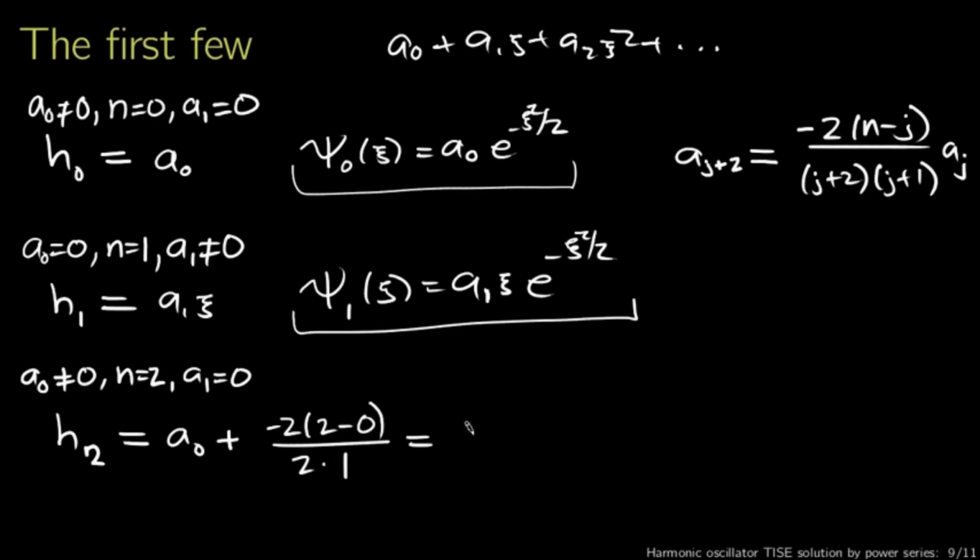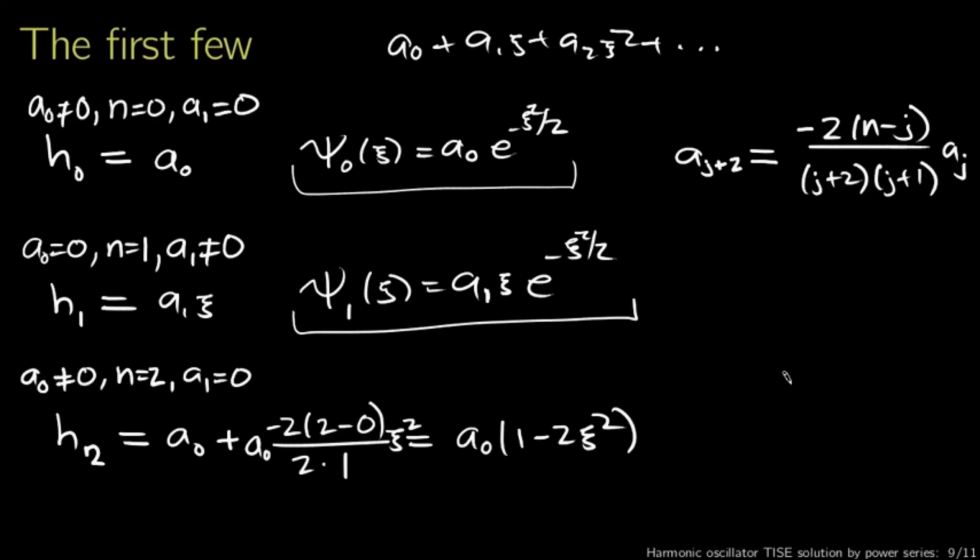So what I get here is a0, 1 minus 2 xi squared. Oops, sorry, I forgot the xi squared here. I also forgot the a0. Times... that's it for h2. h2 is this.